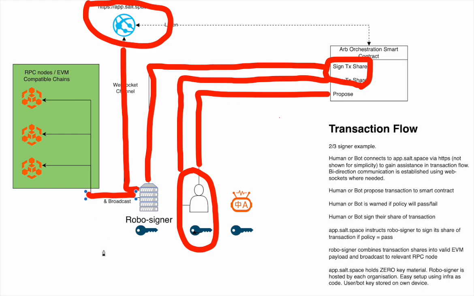Okay, hopefully that has explained the transaction flow and how a transaction would work using app.salt.space.